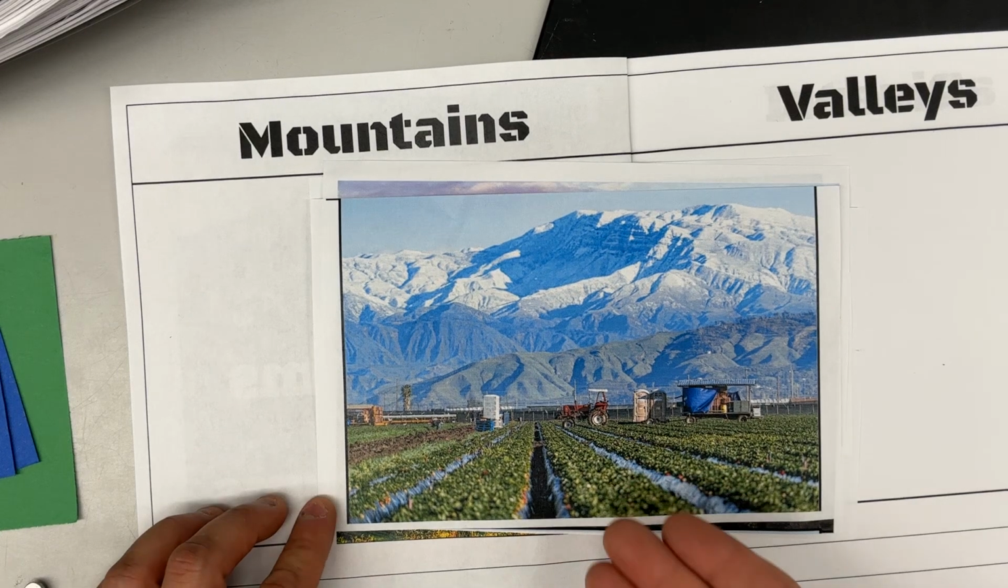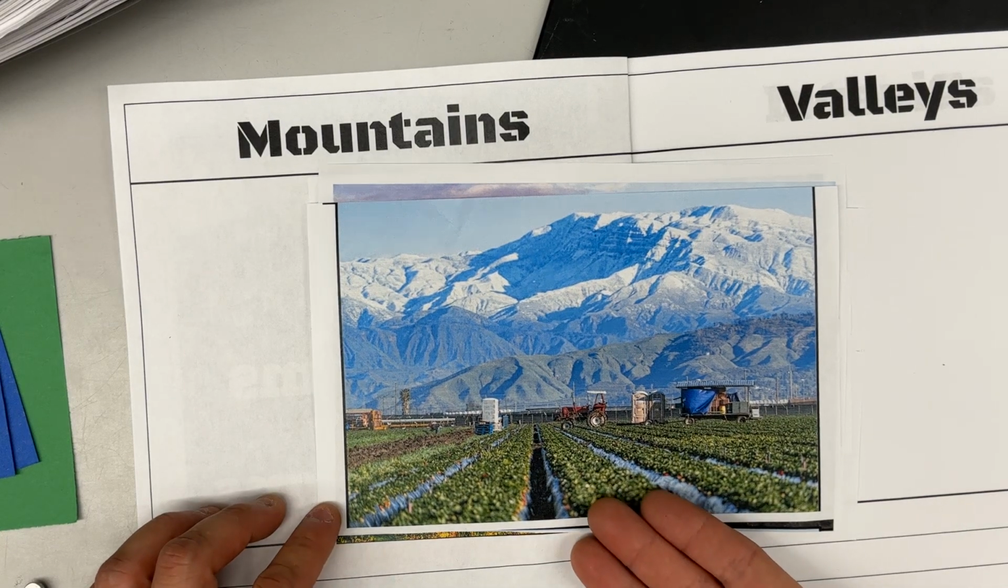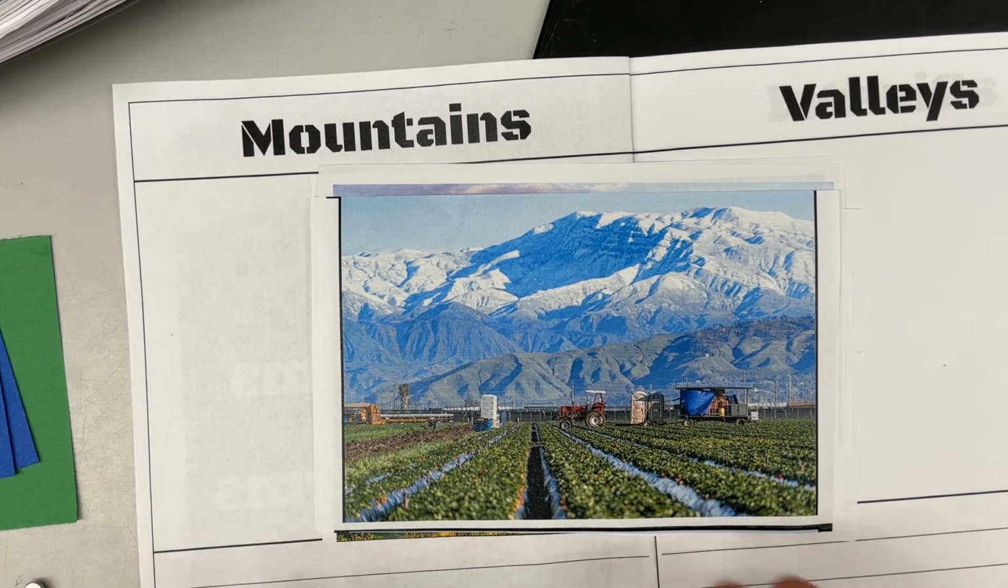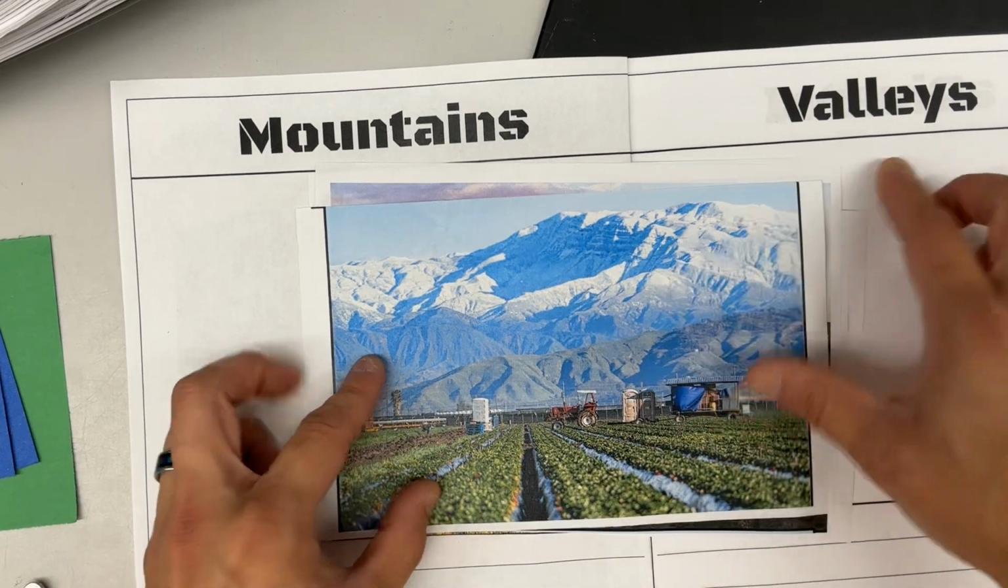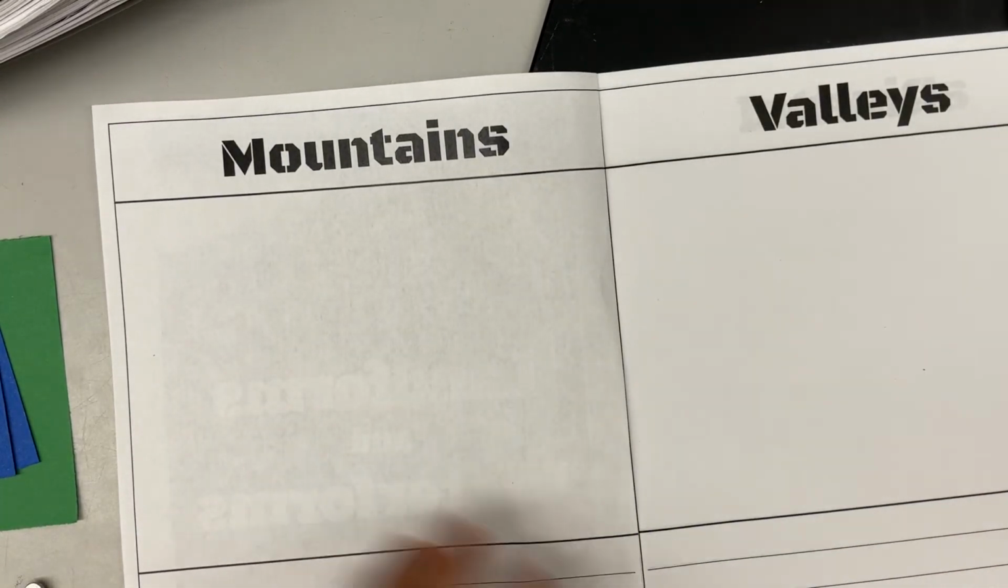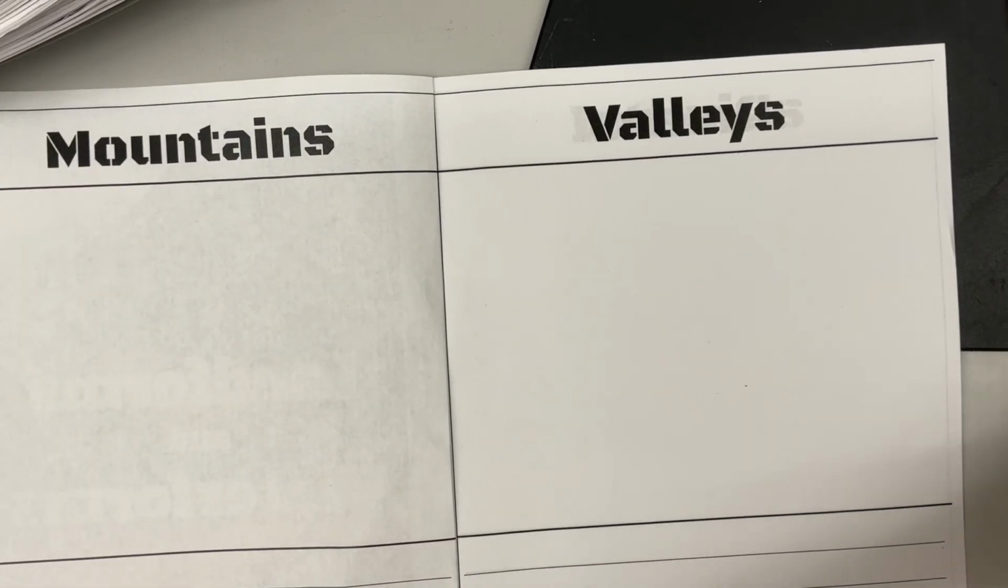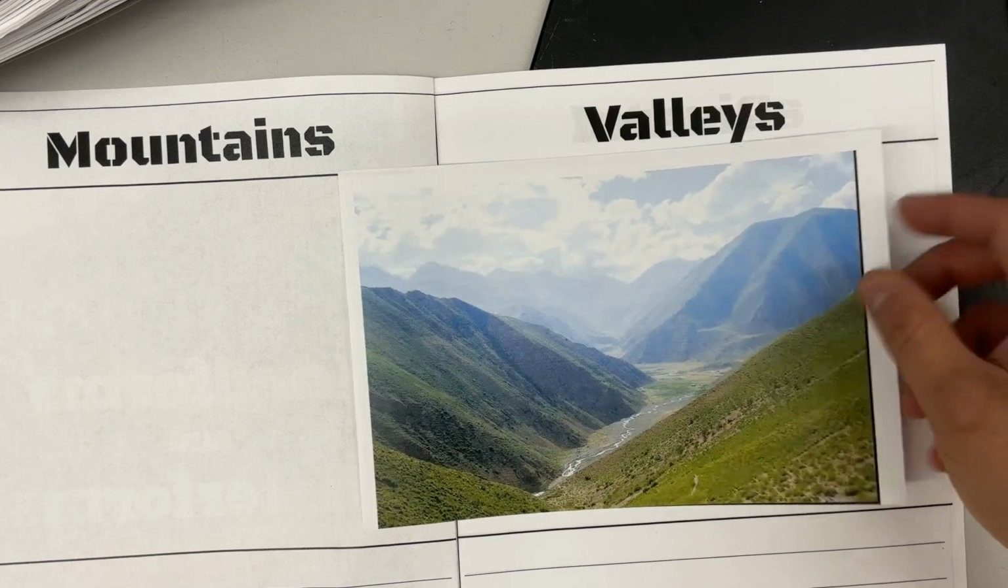This is actually a view from the farmlands in Oxnard. It's a really cool view because you can see exactly from our point of view what the mountains look like. All right, so the second thing we're going to look at is valleys, because mountains and valleys are deeply interconnected. So here are some examples of valleys.